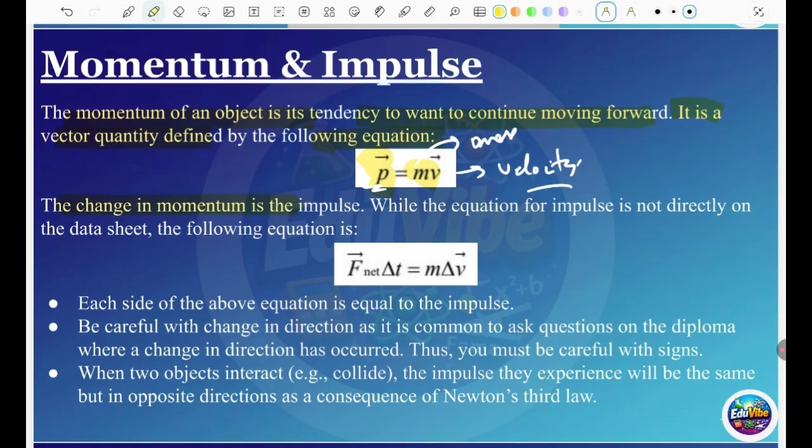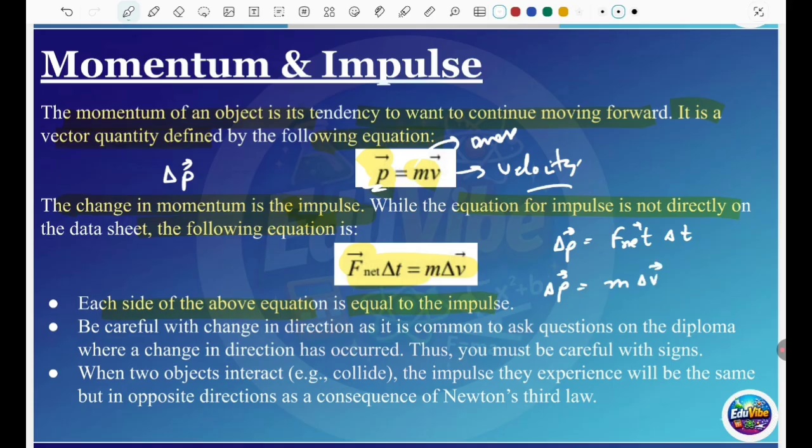The change in momentum is the impulse. When you have a change in momentum, which is called delta p, it is called the impulse. The equation is not directly on the data sheet, so we have to memorize it. Each side of the equation is equal to the impulse, so you can write it as the net force times delta t, and this is equal to m times delta v. If you have net force and time, you can calculate the change in momentum, which is the impulse. So that's all the momentum and impulse we discuss in this unit.